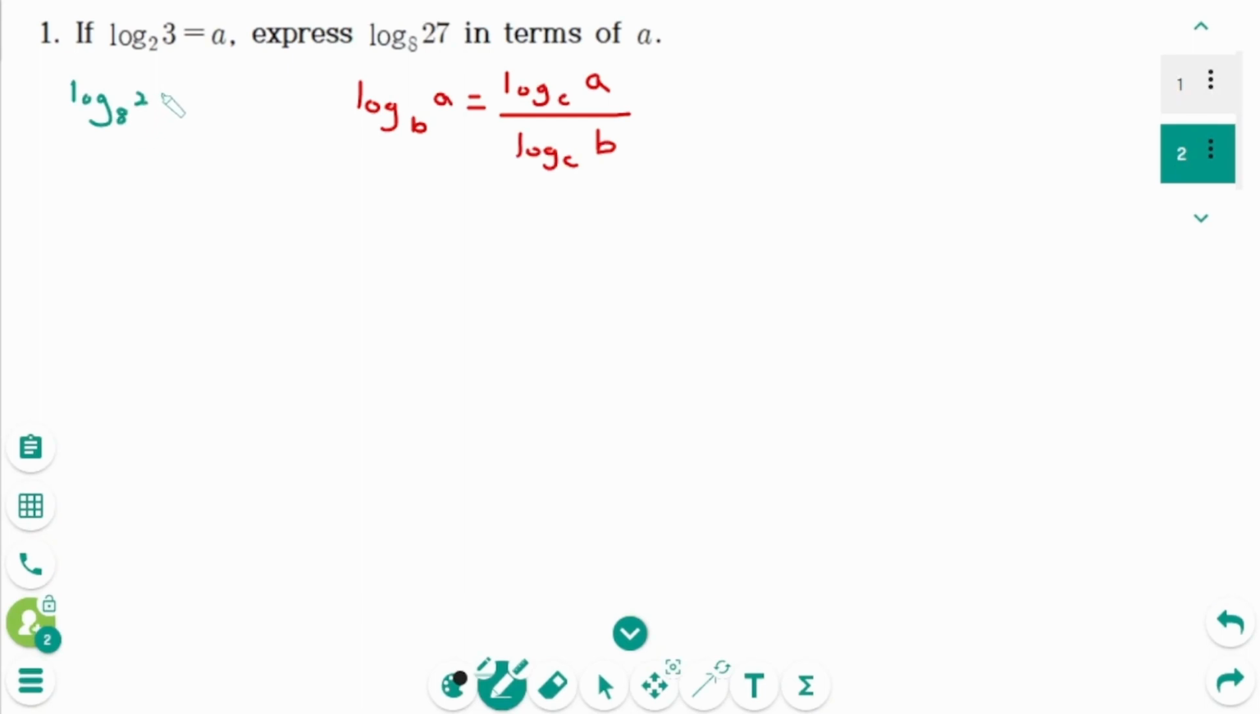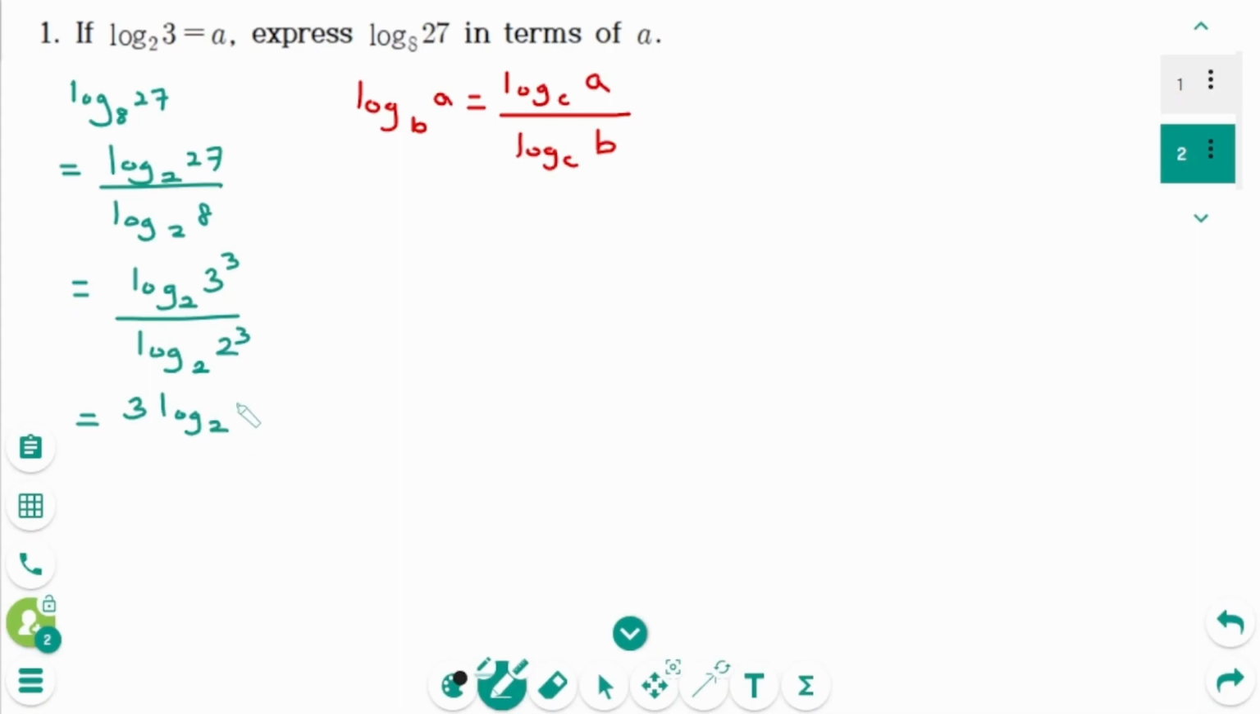log base 8 of 27 equals, the new base is 2, log base 2 of 27 over log base 2 of 8 equals log base 2 of 3 cubed over log base 2 of 2 cubed. The 3 moves here, then log base 2 of 3 over 3 moves to here, then log base 2 of 2 equals 1, and the 3 is cancelled. The numerator is log base 2 of 3, over this one is 1, then the numerator is a.